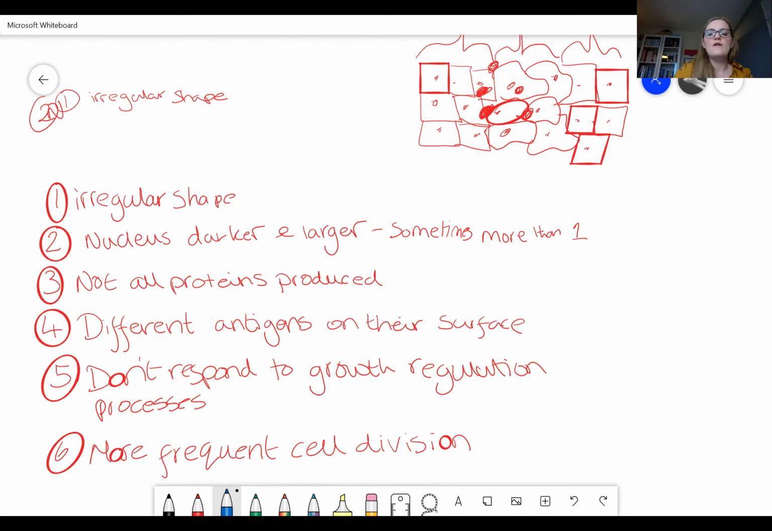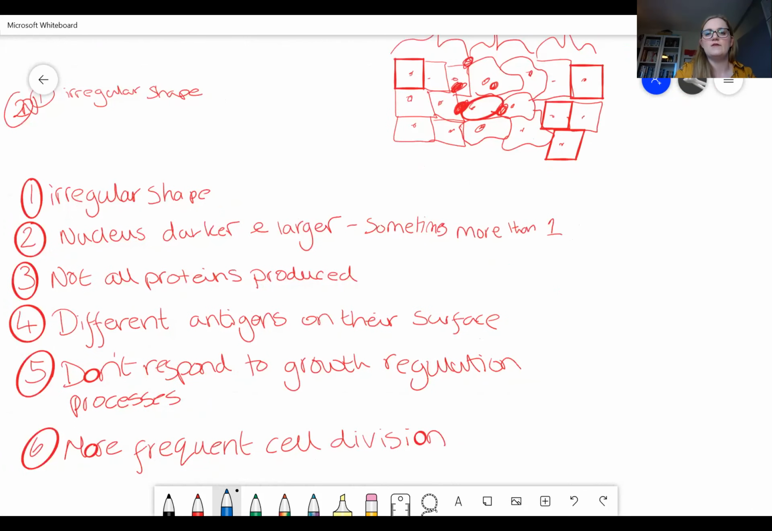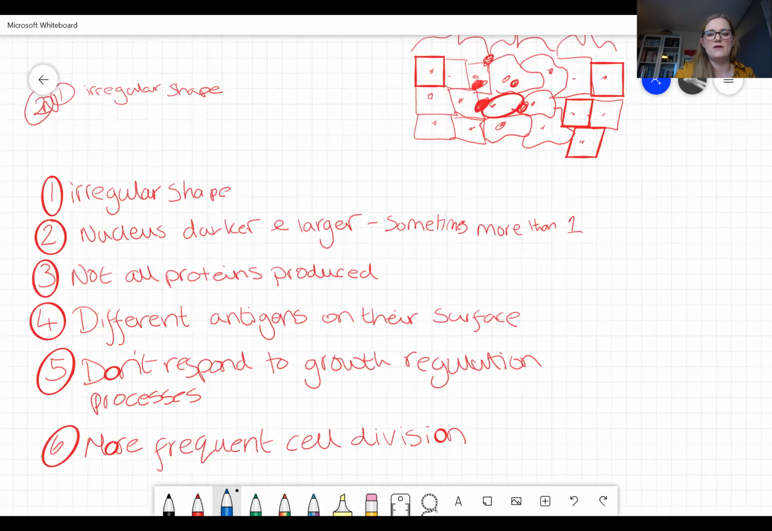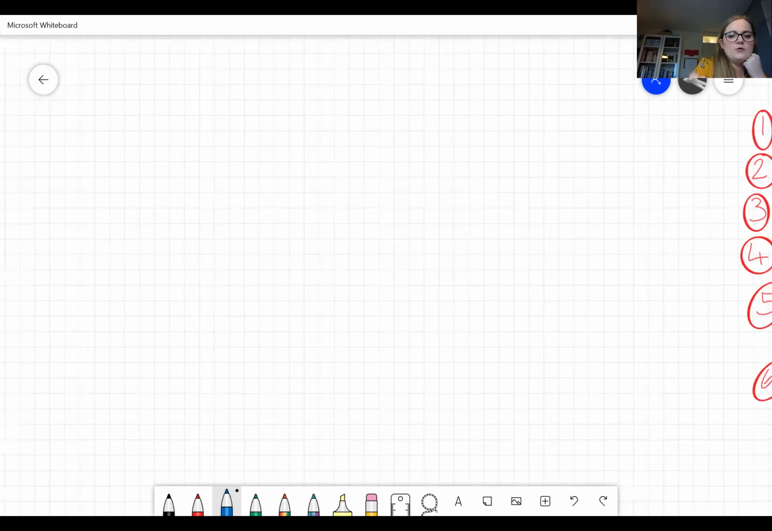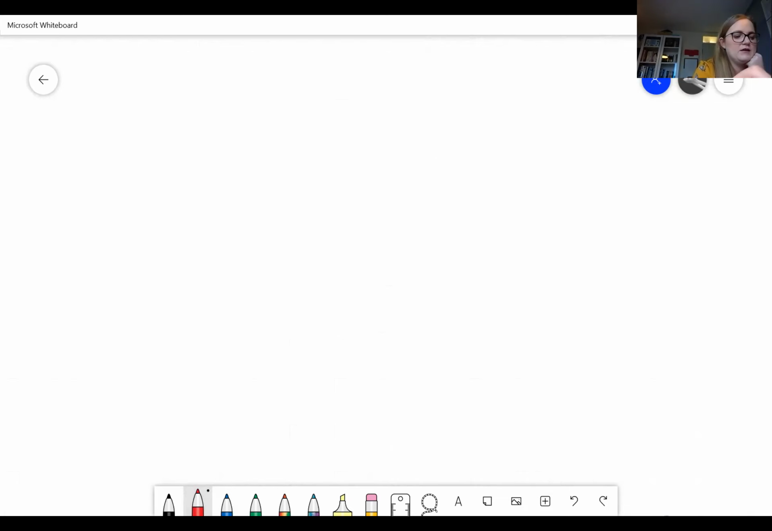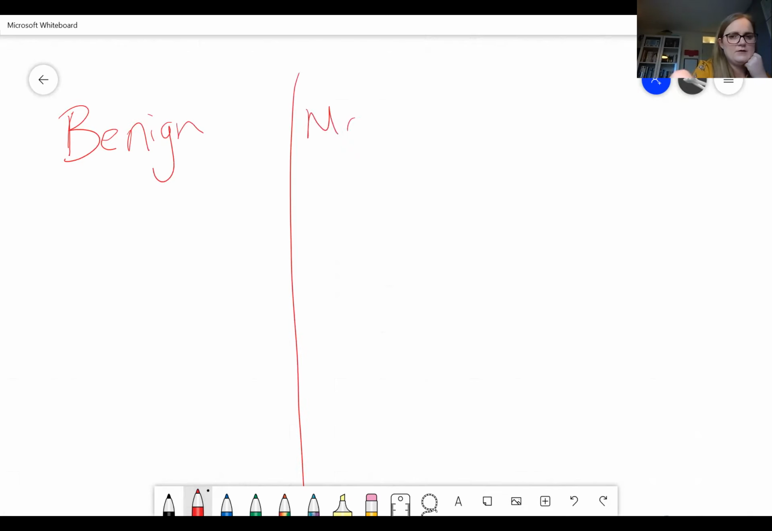So that was a really super quick overview of how tumour cells differ to normal cells. And we basically just talked about cancers. Obviously, we have benign and malignant. And if we just do a quick summary here of benign and malignant, we'll just summarize them really nice and quickly here.